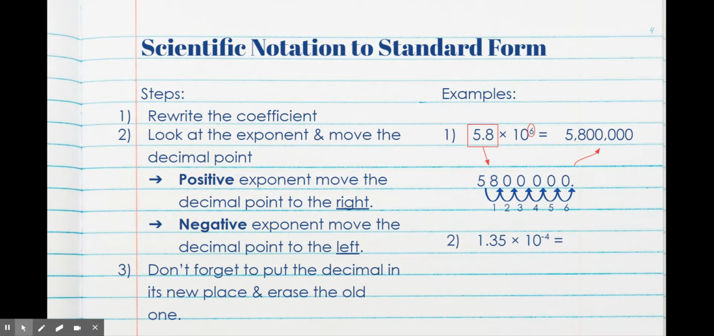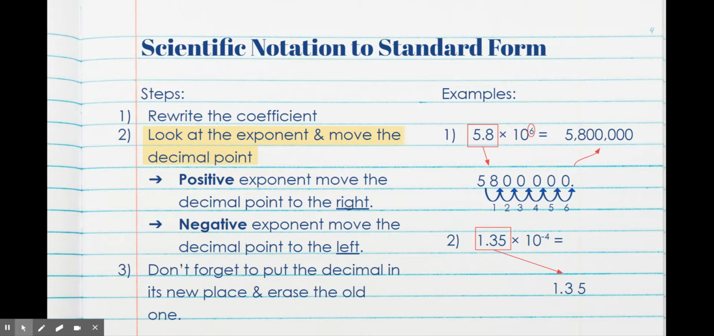Let's try one more example. This example is 1.35 times 10 to the negative 4th. So our first step is to rewrite the coefficient. So box in the coefficient, which is 1.35, and we're going to rewrite it below.